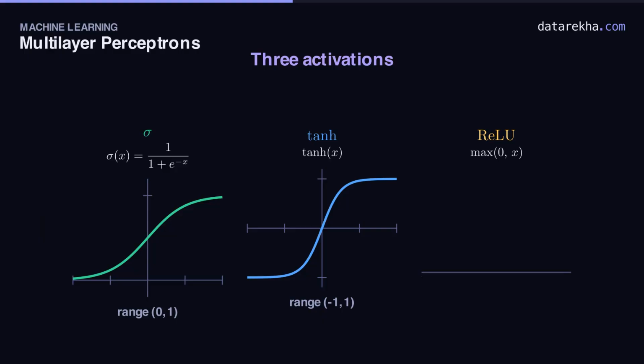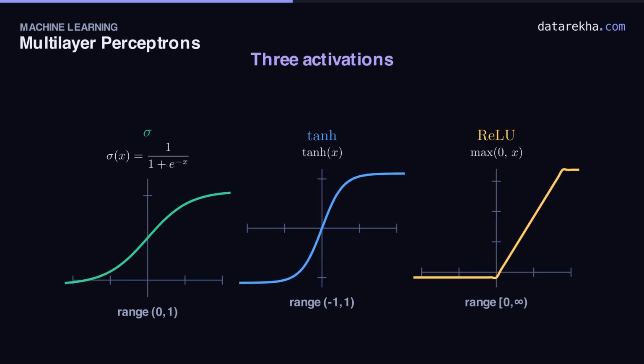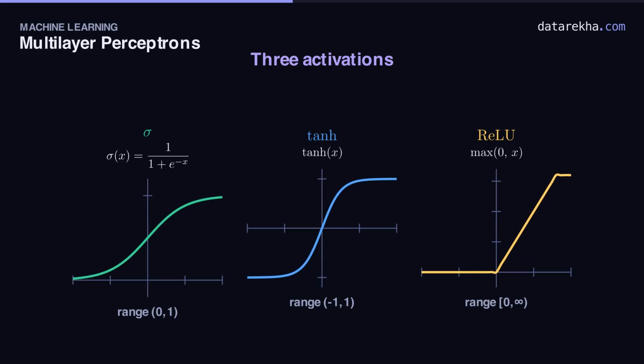And ReLU, the rectified linear unit, the workhorse of modern networks. It is dead simple. The max of 0 and x. Negative inputs become flat 0. Positive inputs pass straight through unchanged. A single clean kink at the origin. All three are nonlinear. That bend, that kink, is exactly what breaks the collapse we just saw. Each one gives the network permission to curve.